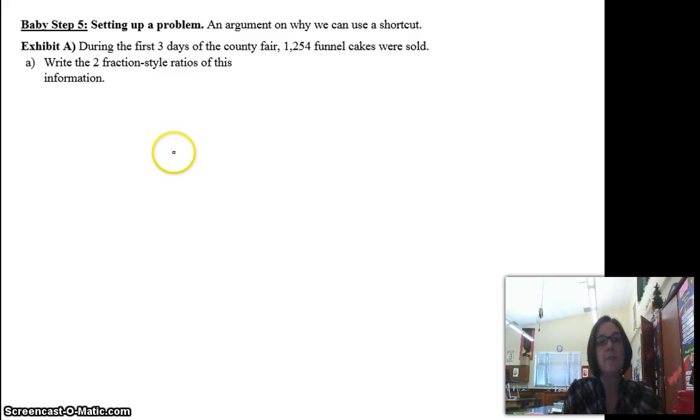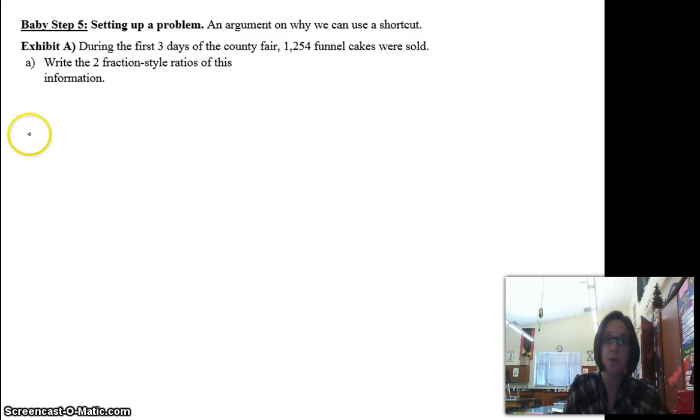So baby step 5 is all about how we set up a problem because we can use a shortcut based on something you learned and used in middle school math. So here's the problem for Exhibit A. During the first 3 days of the county fair, 1,254 funnel cakes were sold. That's a fact that they've given us.